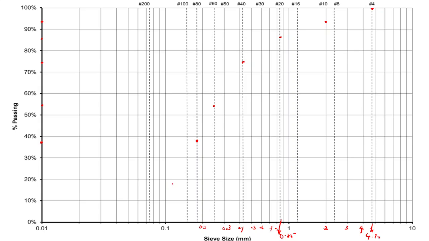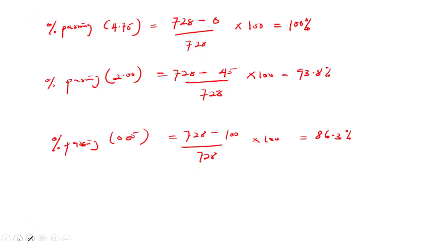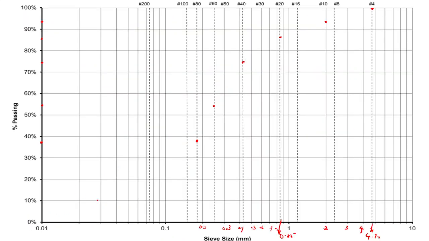So the next point is 0.15. There's your 0.15 and 9.2. Your sieve opening is 0.15 and the percentage passing is 9.2. So 0.15, 9.2 should be just around this point, very close to 10.